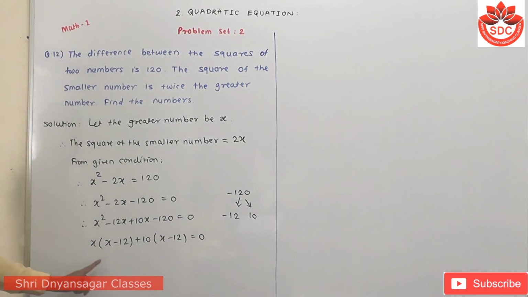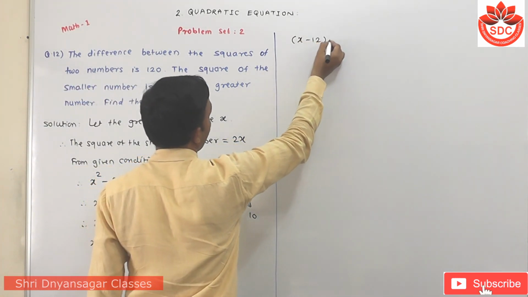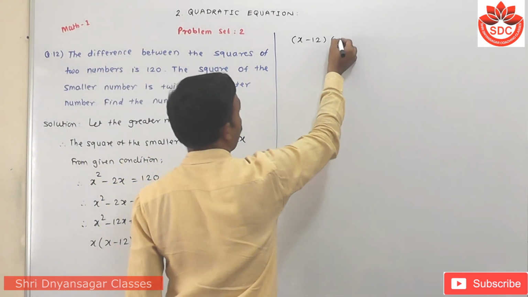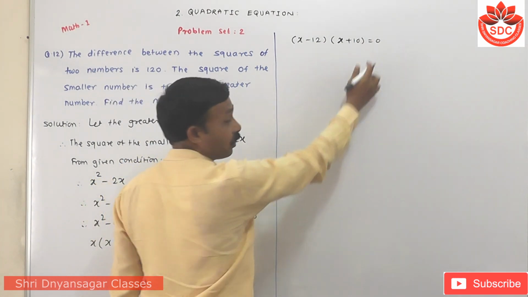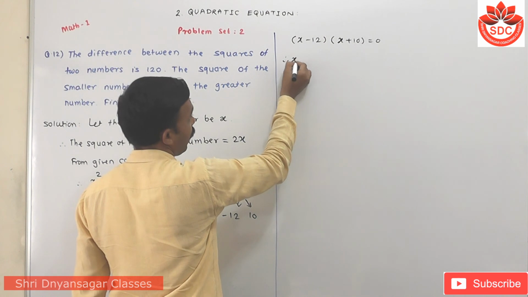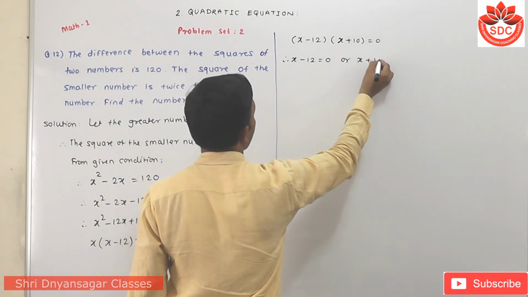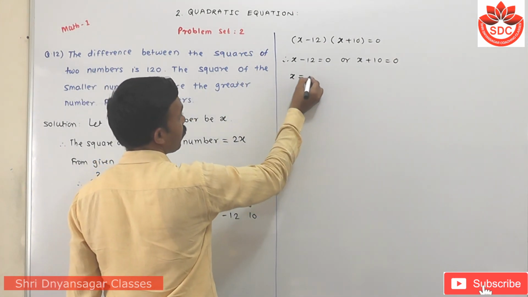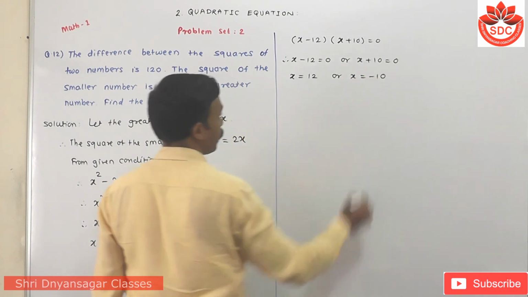Then write the common bracket: (x minus 12) in one bracket and (x plus 10) in the other is equal to 0. We know that the product of two terms is 0, then at least one of them must be 0. This is the property. So x minus 12 is equal to 0 or x plus 10 is equal to 0. Means x is equal to 12 or x is equal to minus 10.